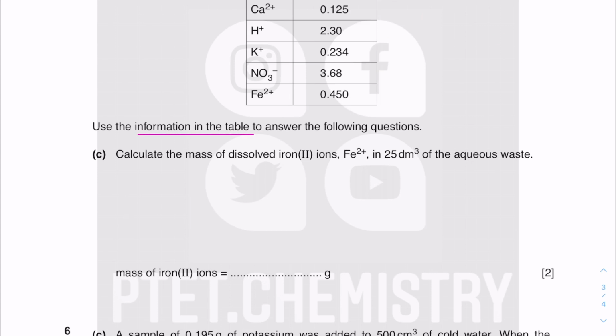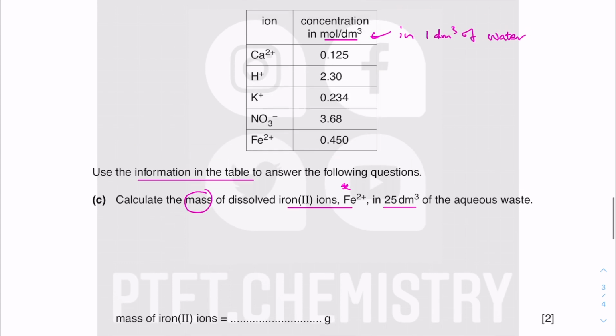Now you want the mass of dissolved iron 2 plus in 25 dm cube. Read very carefully. You want iron 2 plus. If you read carefully, the table gives you all the information you need. This is 0.450 mole per dm cube. Now they want it in gram in dm cube.